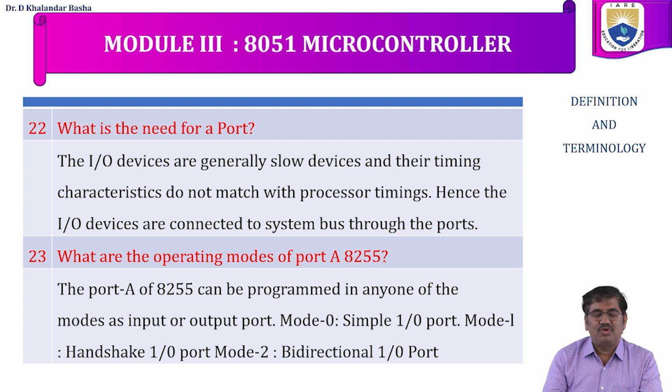What are the operating modes of port A of 8255? Port A of 8255 can be programmed in any one of the modes, as an input port or output port. Mode 0 is a simple I/O port. Mode 1 is a handshake I/O port. Mode 2 is a bidirectional I/O port.